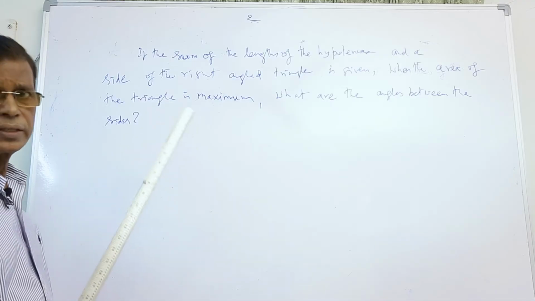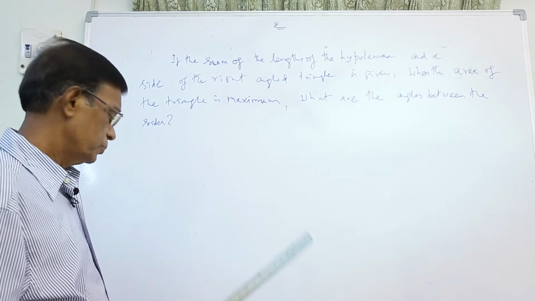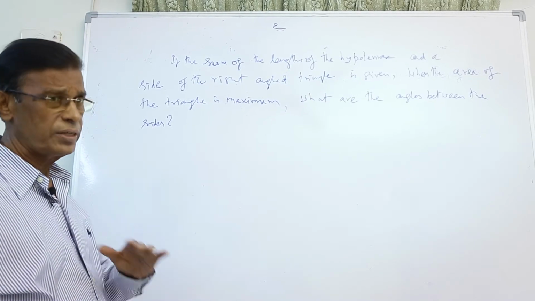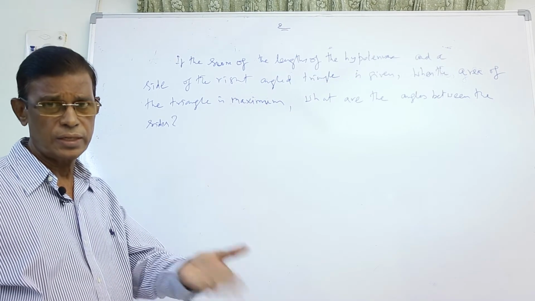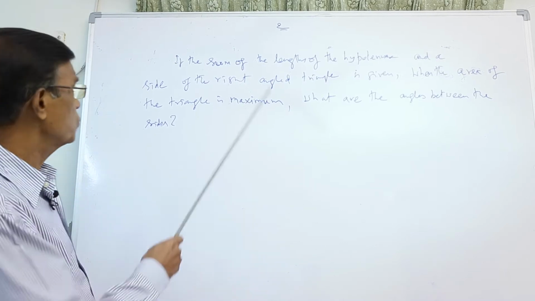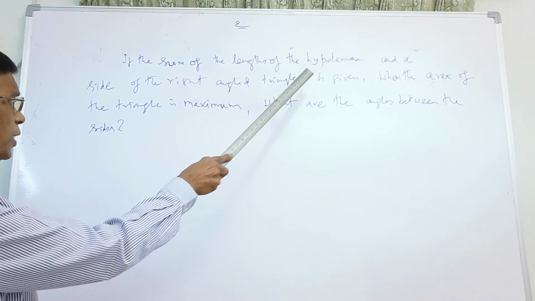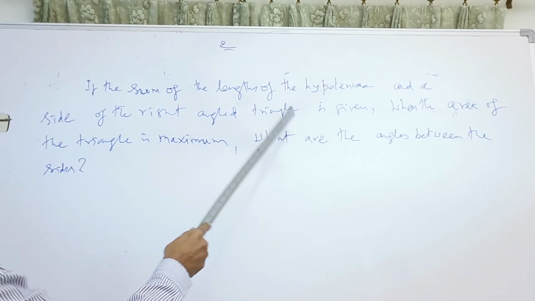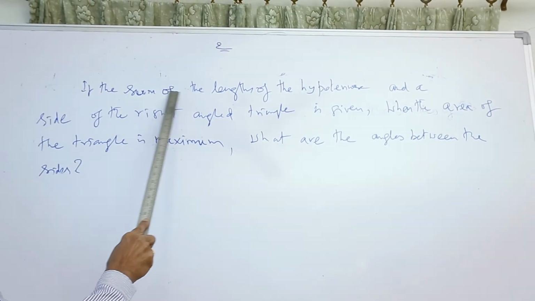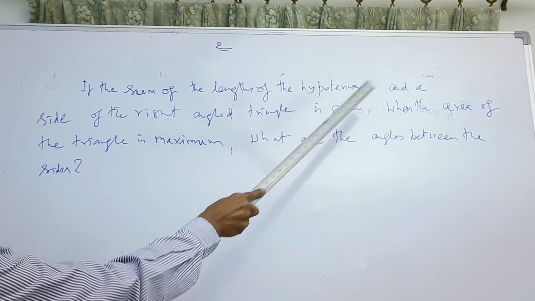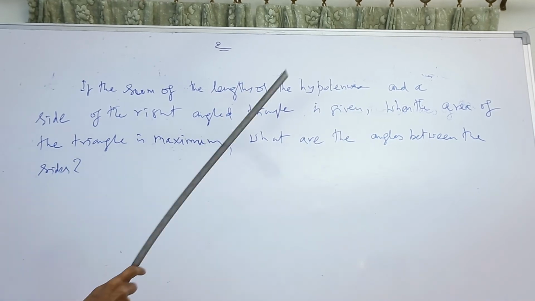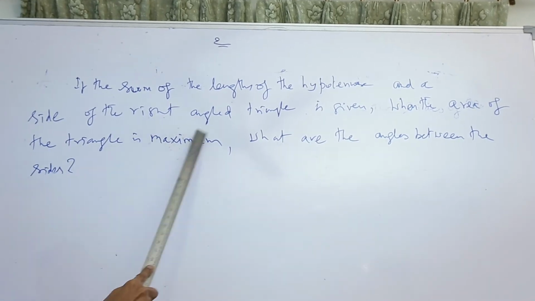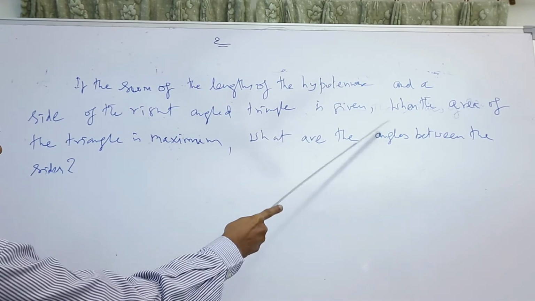I am taking another problem, of a similar type to the last one you have done. This is also connected with the hypotenuse and a right angle triangle. The sum of the lengths of the hypotenuse and one side of the right angle triangle is given.